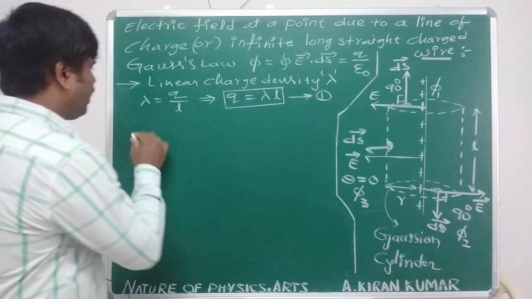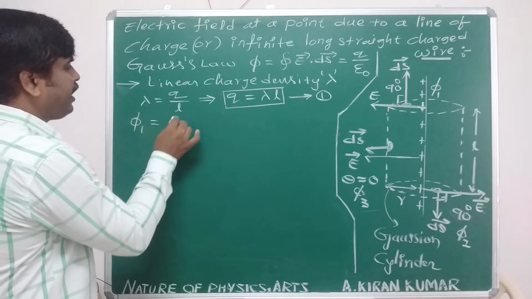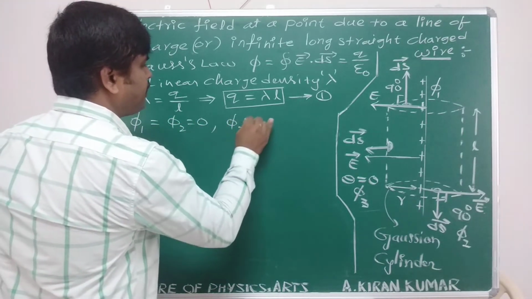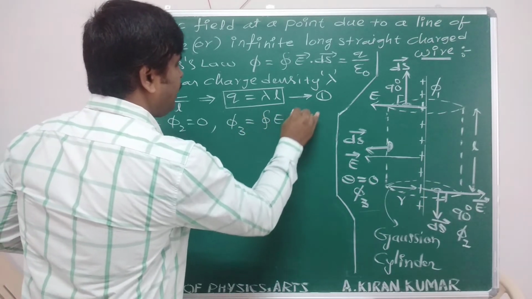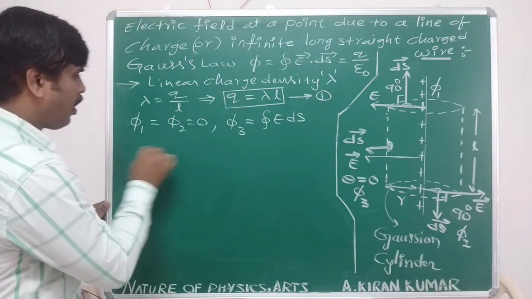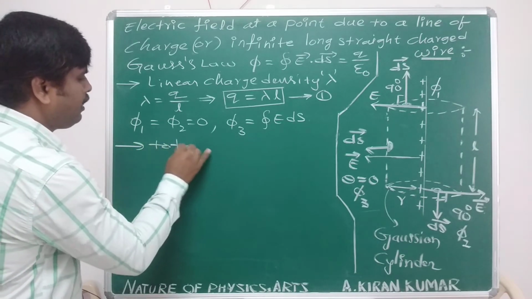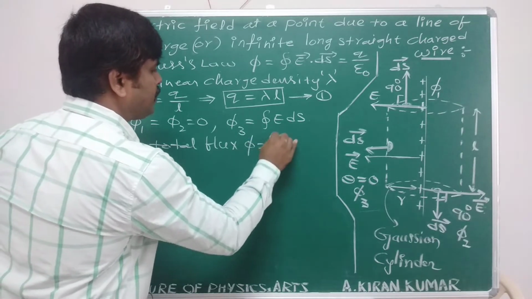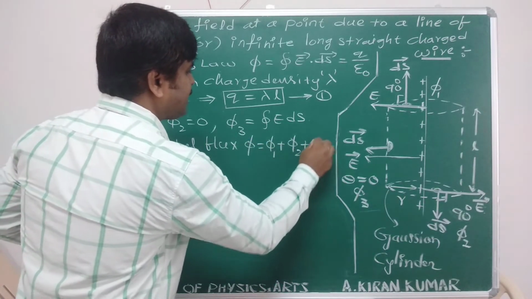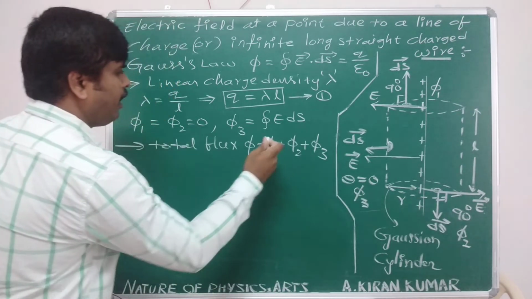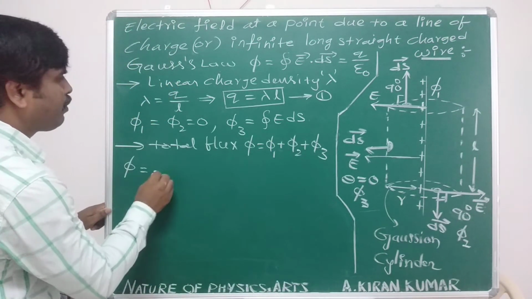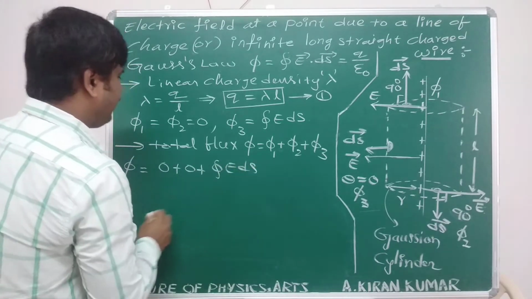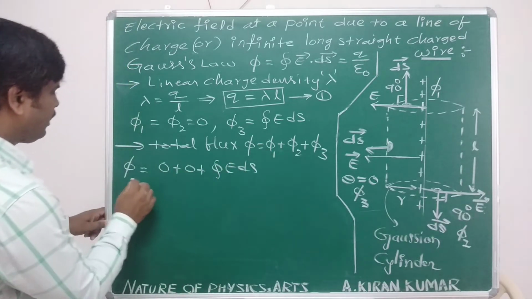Now we got phi 1 equal to phi 2 equal to 0, and phi 3 equal to the closed integral of E into dS. So the total flux phi is equal to phi 1 plus phi 2 plus phi 3. For this, phi is equal to 0 plus the closed integral of E into dS. Now, according to Gauss law.